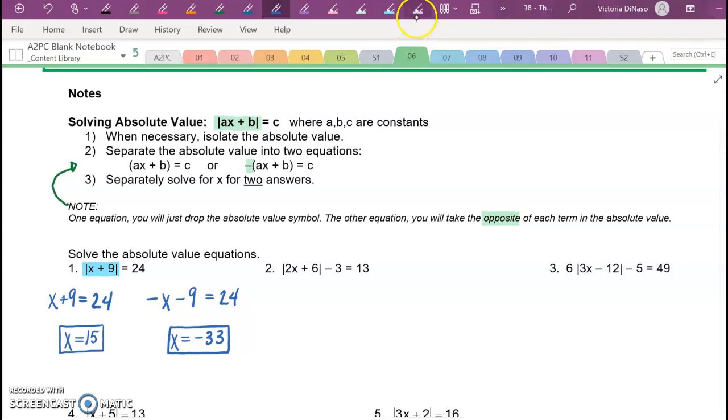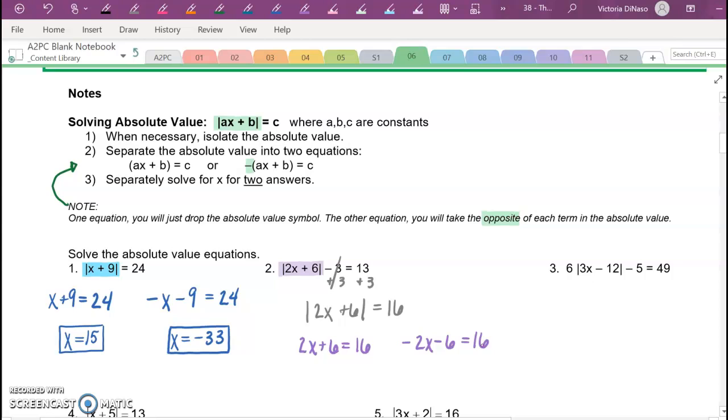Number 2. For number 2, you have to isolate the absolute value. So I need to get this all by itself. What you're going to do is add 3 to both sides, so that the negative 3 moves over to the other side. So now we have the absolute value of 2x plus 6 equals 16. From there, you're going to go ahead and split it up. One's going to be normal, 2x plus 6 equals 16. The other one is going to be the total opposite. So we have negative 2x, and then we have negative 6 equals 16.